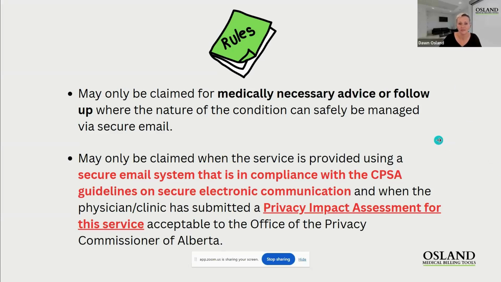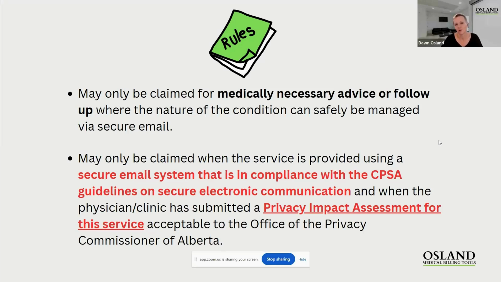It may only be claimed when the service provided is being used by a secure email system that is compliant with the CPSA guidelines for electronic communications, as well as that there's been information submitted to the OIPC in regards to your privacy impact assessment for this service. Now, what does that really mean?